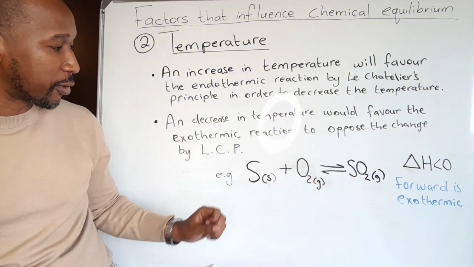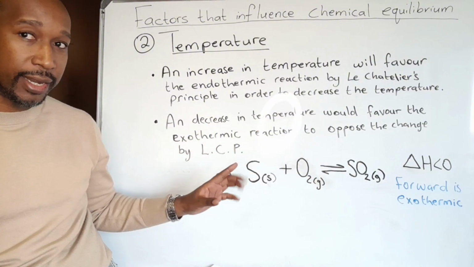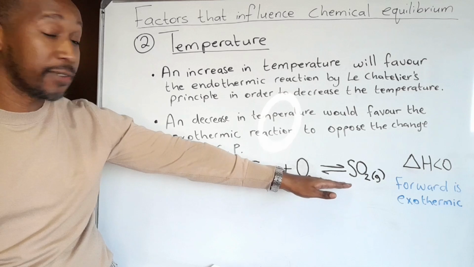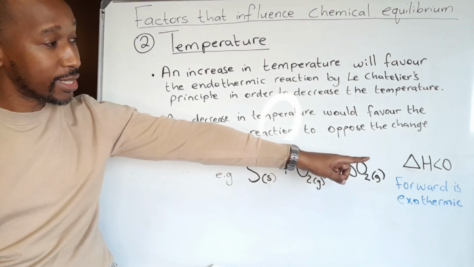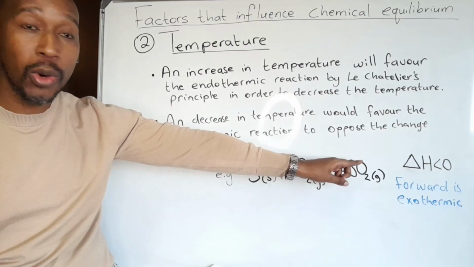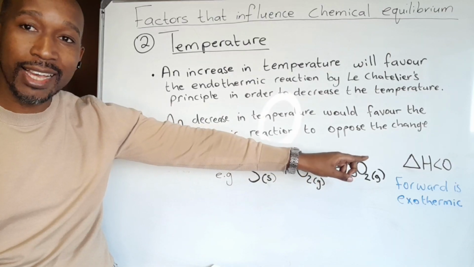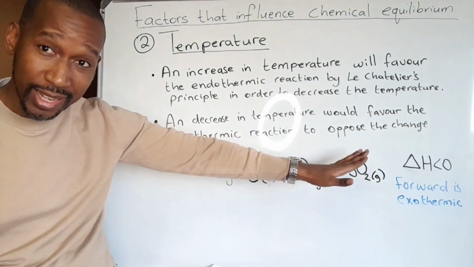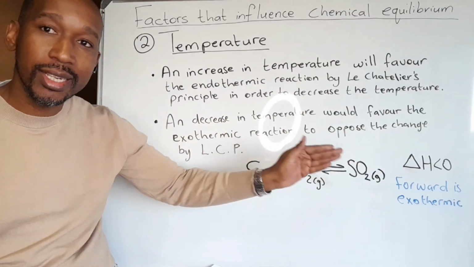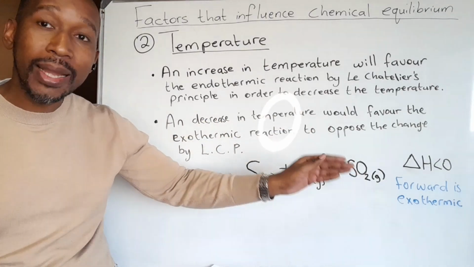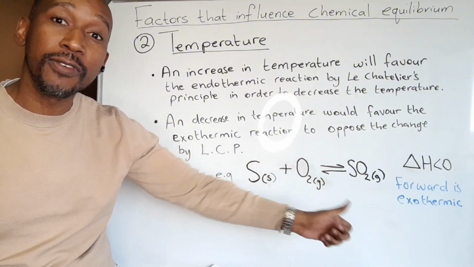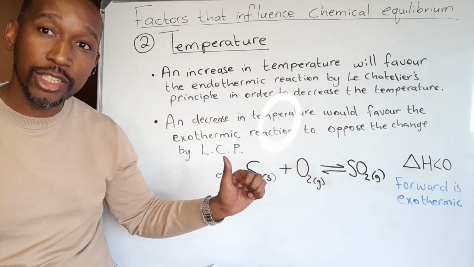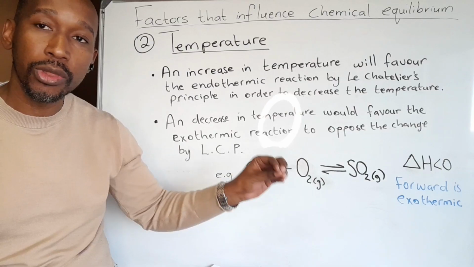Let's take this example for just better understanding. We have sulfur reacts with oxygen to produce sulfur dioxide. Now, that symbol is given to us to show us that we are dealing with an exothermic reaction. And when they write that, it means that the forward reaction is exothermic. But this automatically means that the reverse reaction, remember these are reversible reactions, is definitely endothermic.